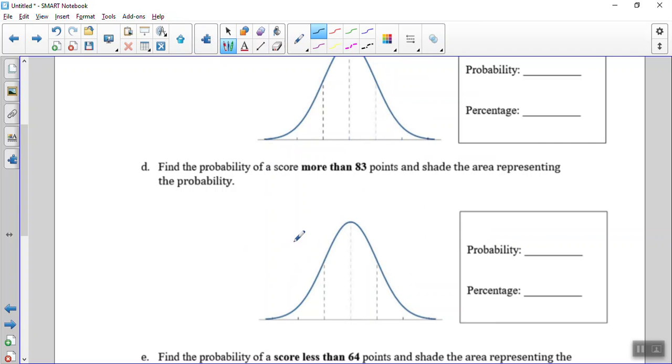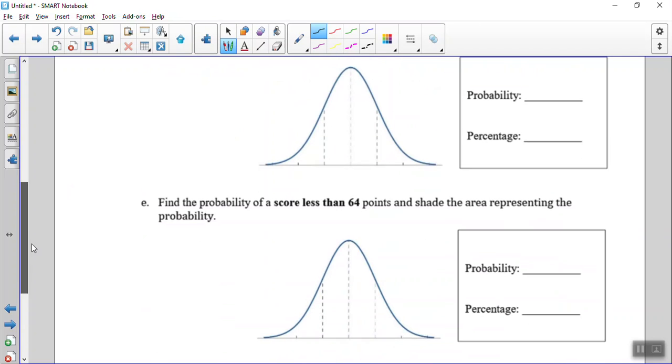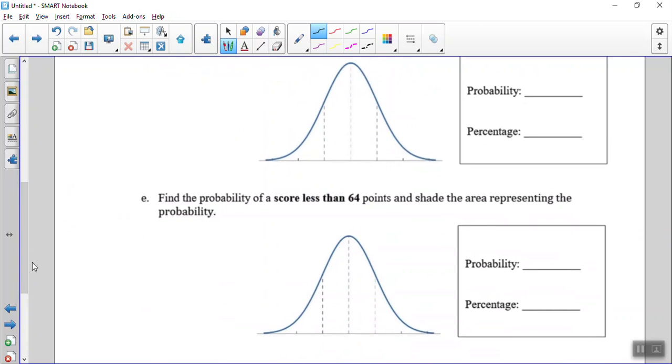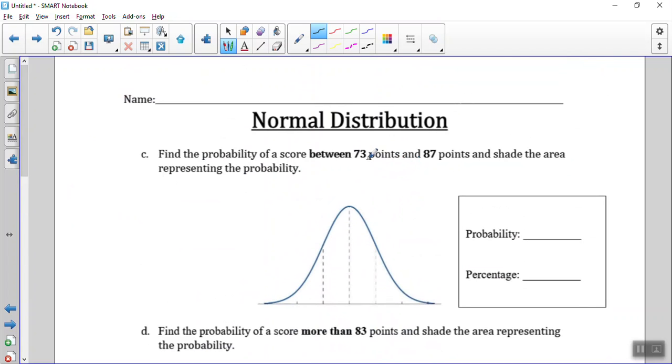Or you would have less than. Okay, so let's do the one where you have between 73 and 80. So from the previous page, we saw that the mean was at 80 and the standard deviation was 5. So I'm going to just count by the standard deviations.